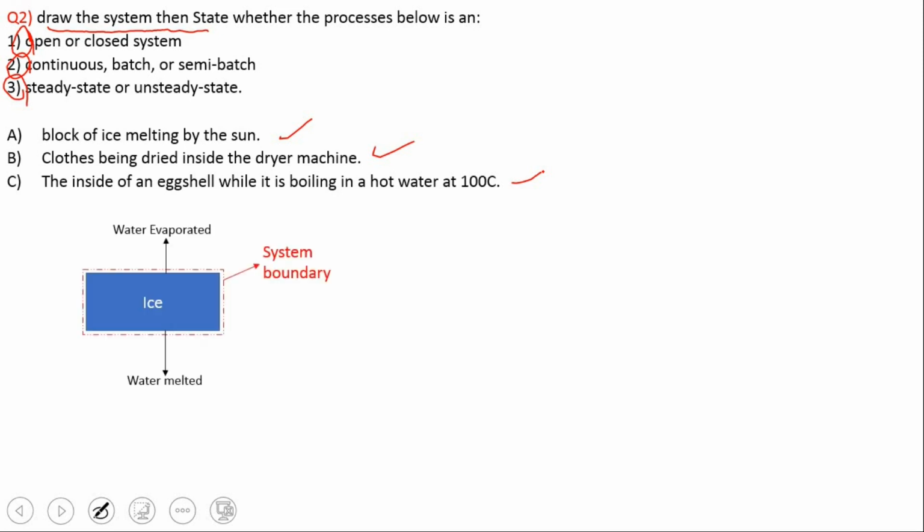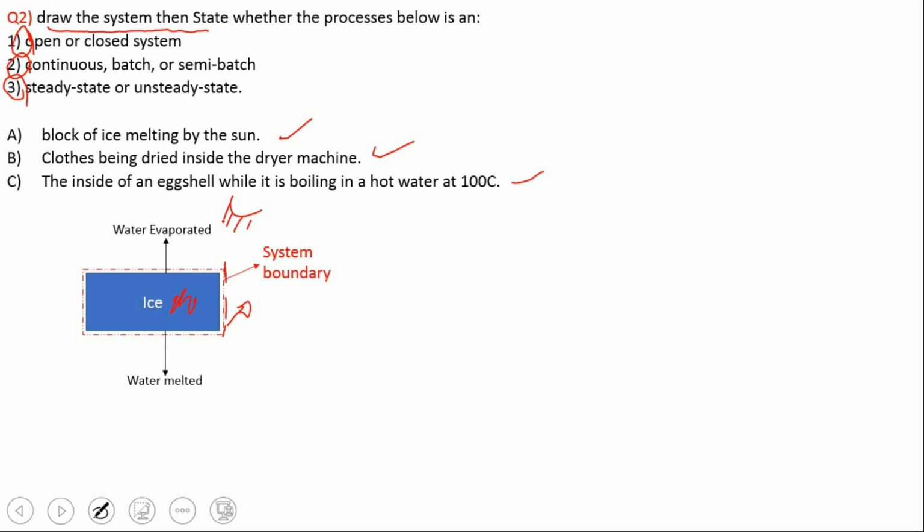First, let's draw the system. We have a block of ice, and here is the system boundary. I have dashed it with a red line, and when the sun is shining its rays on it, some of the water is evaporating and some of it is melting.